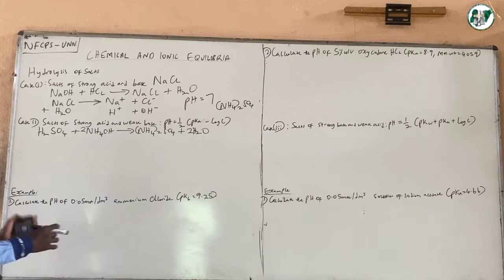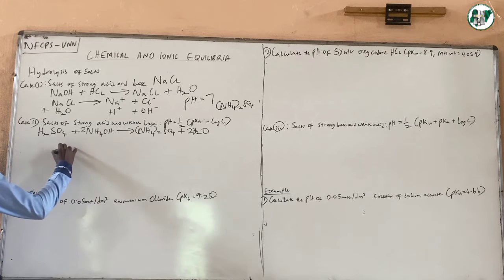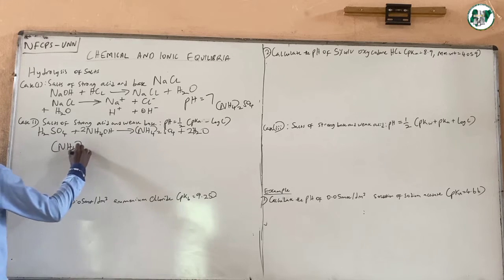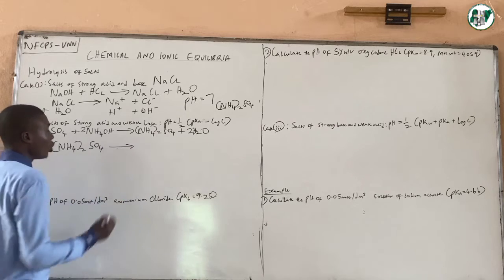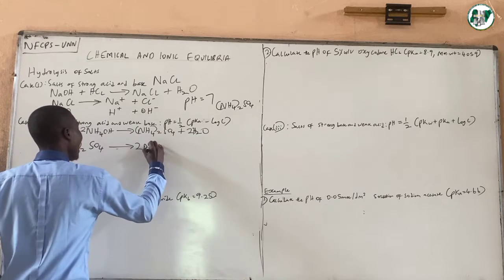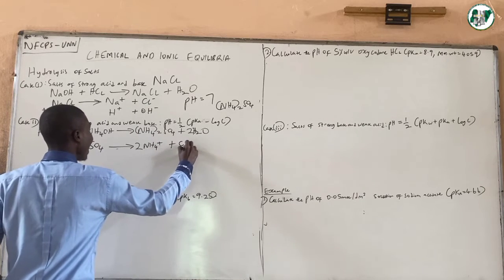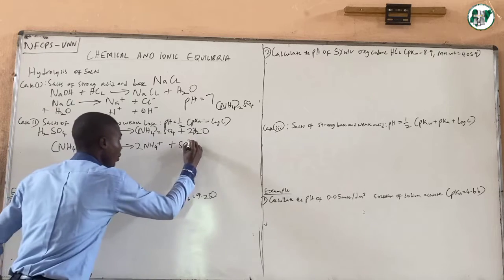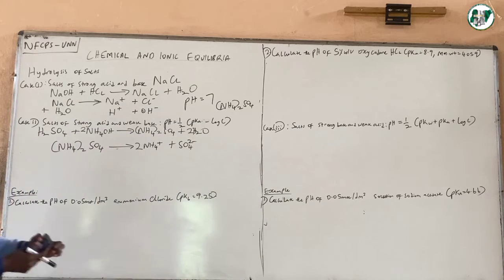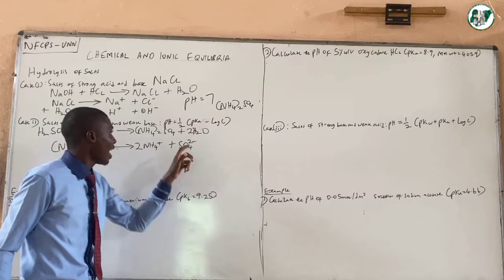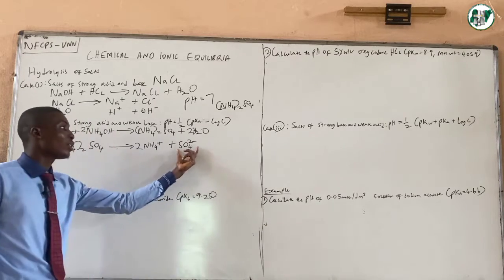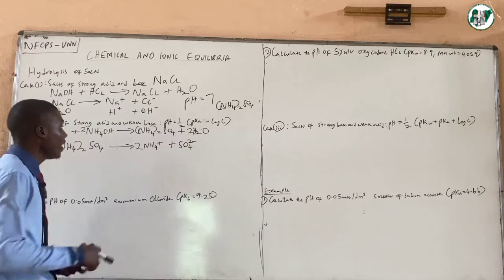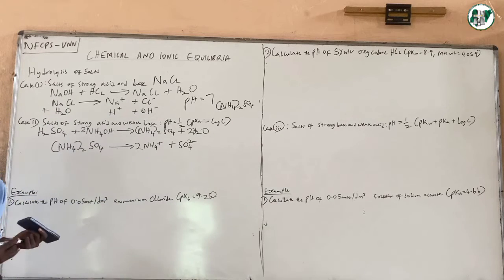So let us look at the dissociation that is going to give us an idea of how this whole process takes place. (NH4)2SO4 is going to dissociate into 2 NH4+ plus SO4 2-. Do you remember what we said about anions of strong acid? Anions of strong acid do not cause any change to the pH. So this one does not cause anything at all to the pH. What we have here is 2 NH4+.